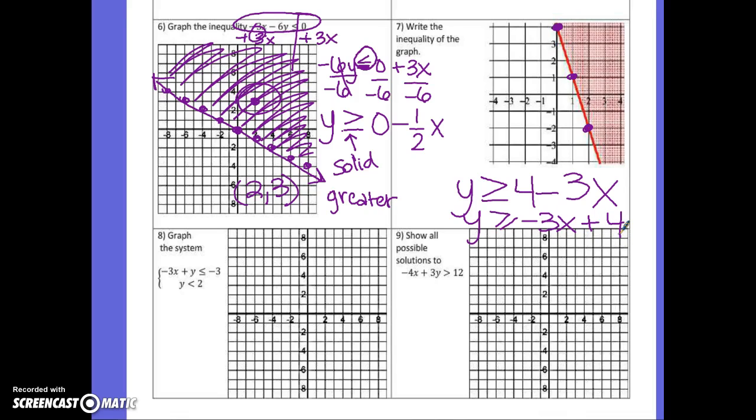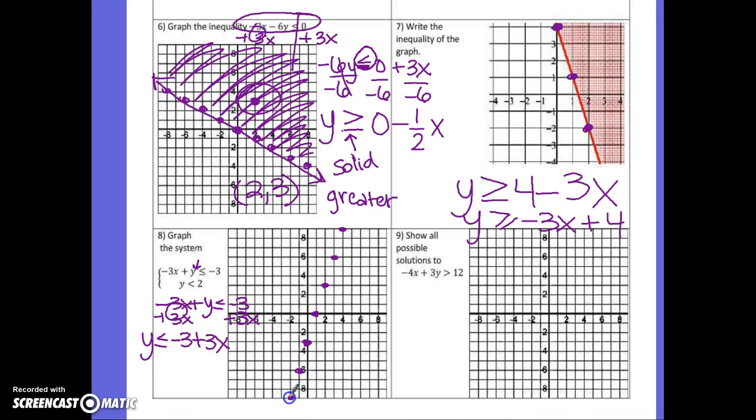Number 8, graph the system. So on the top one, notice the y is not by itself. So we have to move that negative 3x over to the other side. So we're going to add 3x, move it over. y is less than or equal to negative 3 plus 3x. So I'm going to start at negative 3, and it's going positive 3, so up 3 over 1, 3 and 1, 3 and 1.